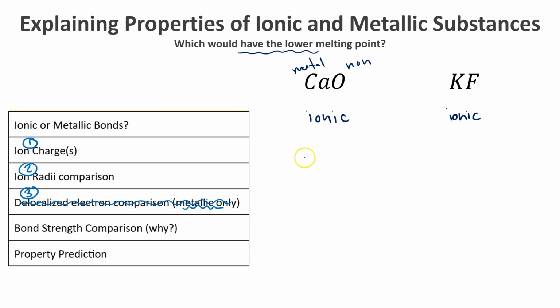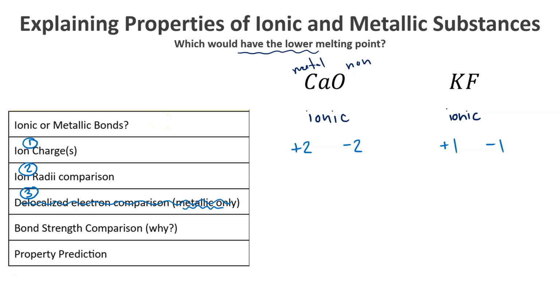So let's go back to number 1 to begin, and we'll compare the charges of the ions in each substance. Calcium in the alkaline earth metal column has a +2 charge. Oxygen's column tends to get a -2 charge, so I've got a +2 and a -2 in calcium oxide. Potassium forms a +1 charge. It's in the first column of the periodic table, the alkali metals, and they all form a +1. Fluorine is a halogen, and when it becomes an ion, halogens tend to form -1 ions. So in KF, we've got a +1, -1. Notice it's a pretty clear difference. Calcium oxide has higher charge magnitudes, because 2 is bigger than 1.